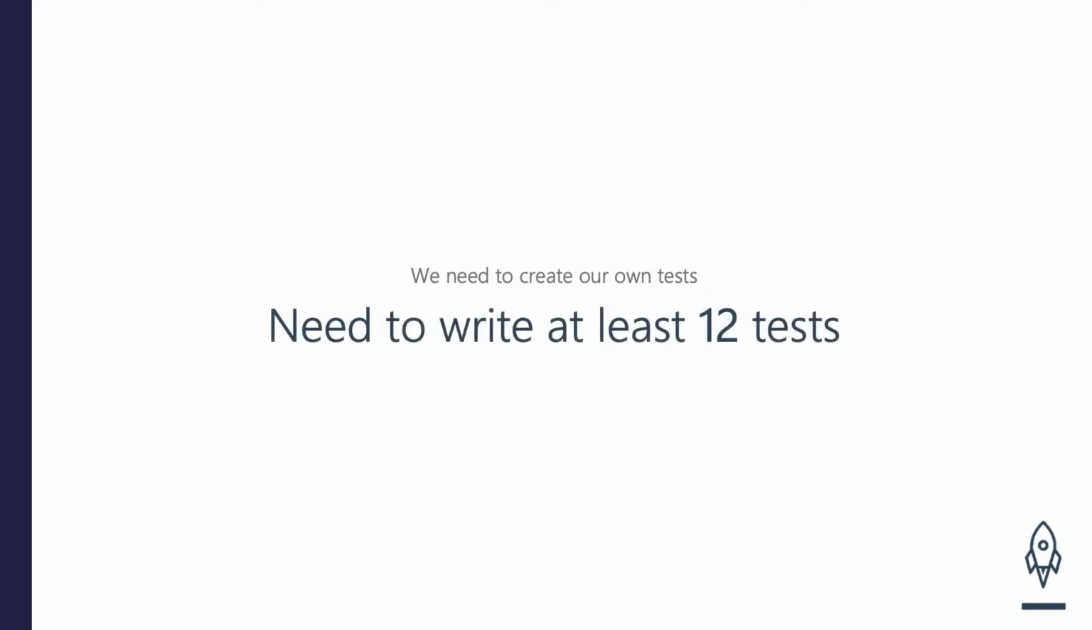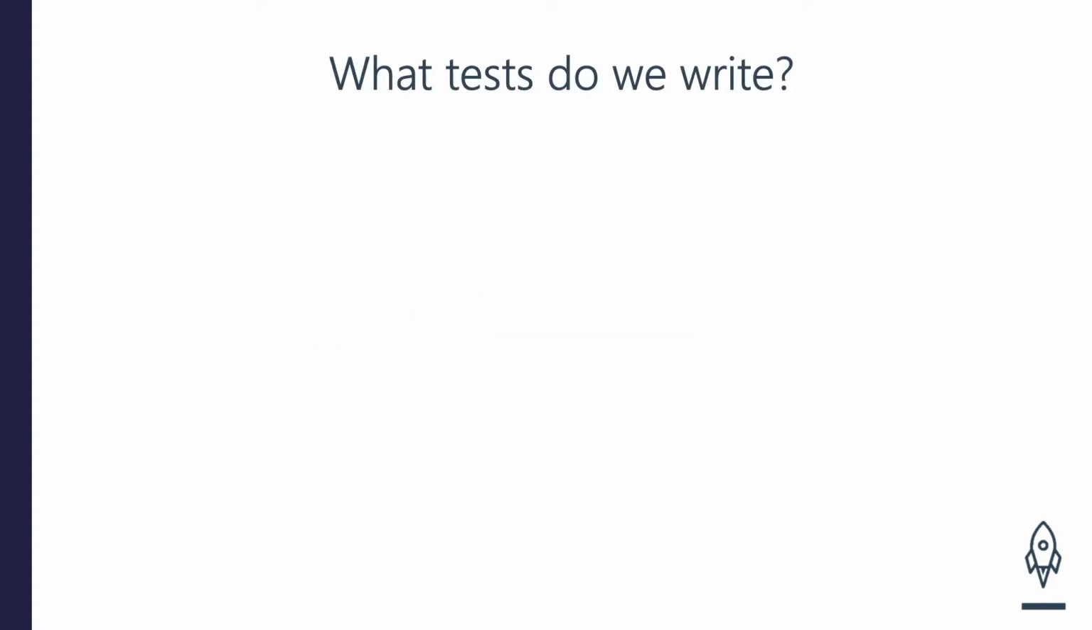So we need to create our own tests, and our studio specifically says that we need to create at least 12 tests. So the question that might be in your head right now is, what tests do we write? Well, what I usually start with when doing TDD is the happy paths. The happy paths are more of the ideal input that I would provide to my method. One example for this balanced brackets method that we have to write tests for is just a simple open and close bracket. This is a very happy path, a very ideal input.